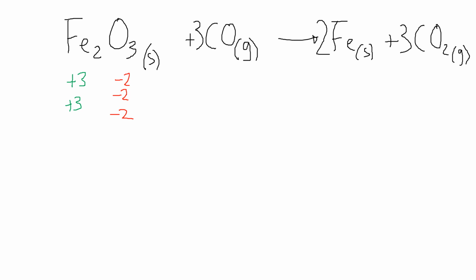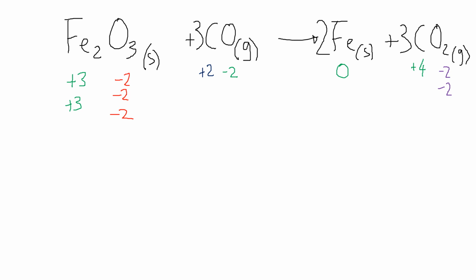And then we go to the carbon monoxide. We don't know carbon, but we know oxygen. Oxygen is -2, and therefore the carbon must be +2. The iron is an uncombined element, so its oxidation number must be 0. And carbon dioxide, well, oxygen is -2, and the carbon must be +4.